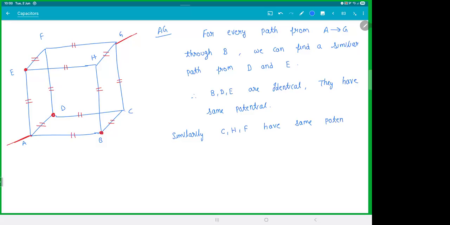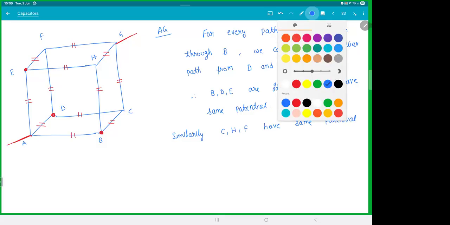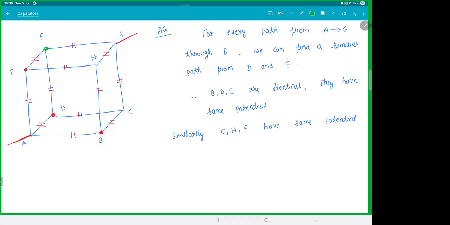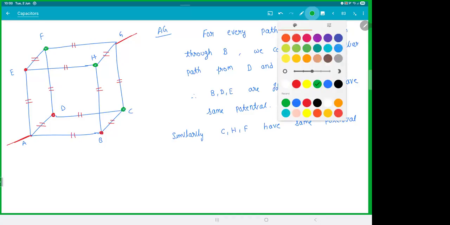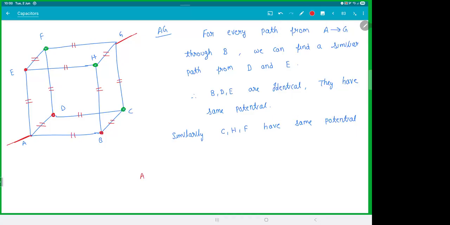If you can eliminate even one node, if you say even one node is identical to another node, means you can decrease the number of nodes. That means we can use nodal analysis. Let's redraw the circuit. Your starting point is A, then your B, D, and E are identical, so you can keep only one point for them. C, H, F are identical, keep one point for them, and G is the end point. So you're starting from A and going to G. How many capacitors are there? From A to B, one capacitor, one capacitor, one capacitor. There are three capacitors from A to B, A to D, A to E.